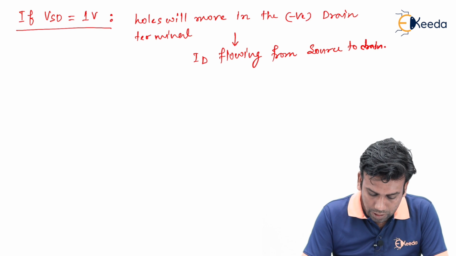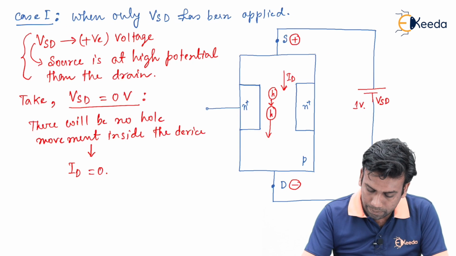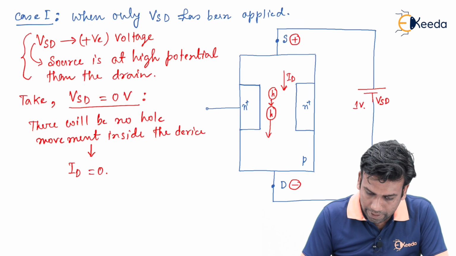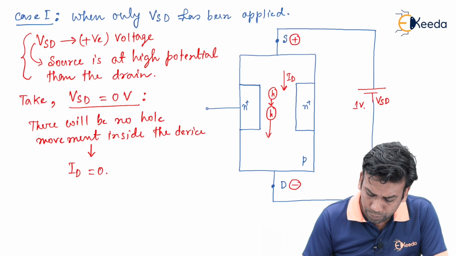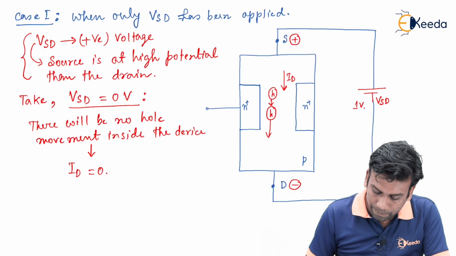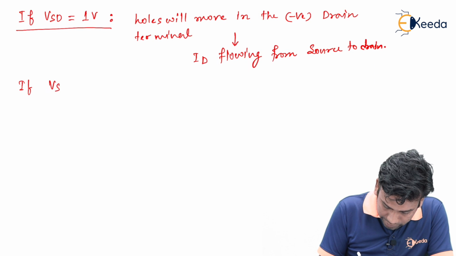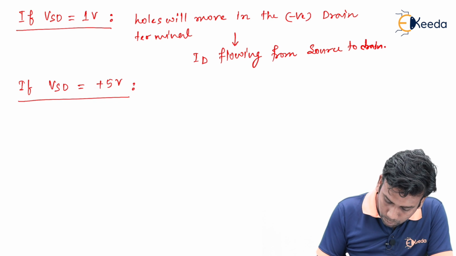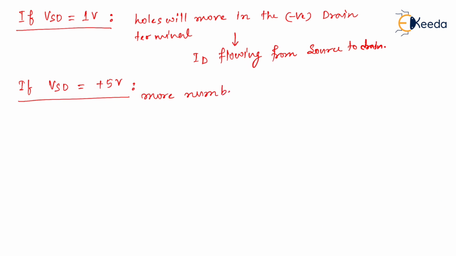Now let us look at the terminals S and D. In between the terminals we have assumed that the potential is constant throughout the channel. So if we apply VSD equal to plus 5 volt, then more number of holes will flow from source to drain, so we will get a high amount of current.